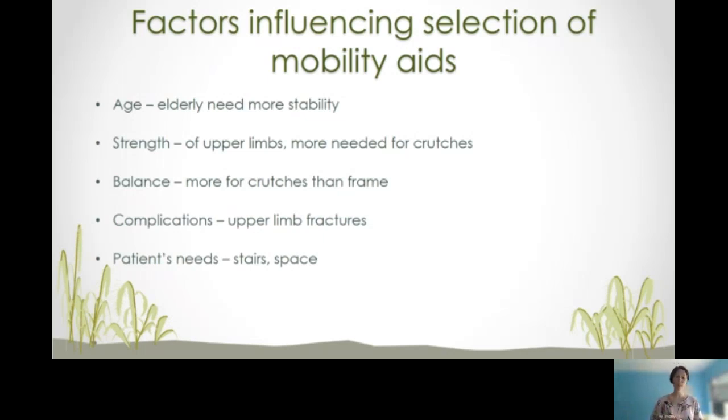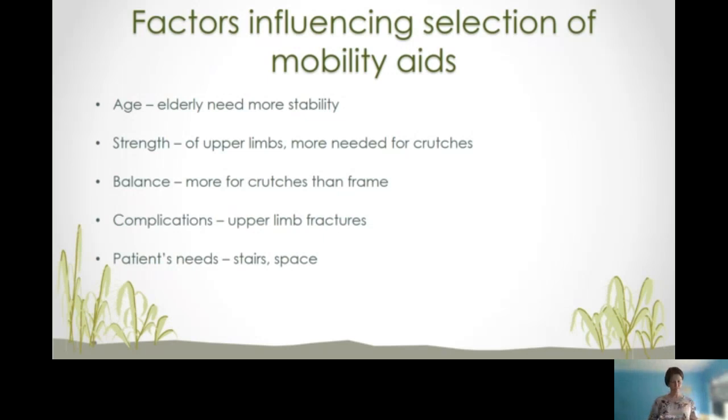So age matters here. Strength. What is the upper limb strength? Is it good enough? Is it strong enough? Grade 4 to 5 Oxford to be able to handle crutches. Have you tried walking with crutches yourself? You will find that you need more upper limb strength for that.